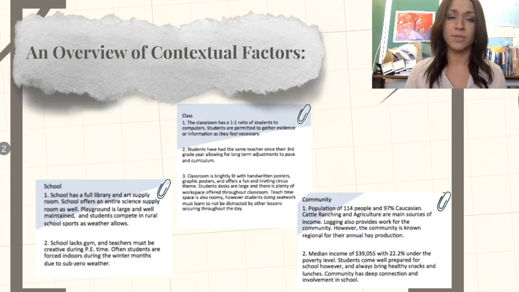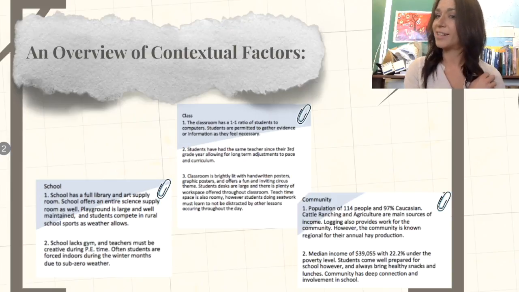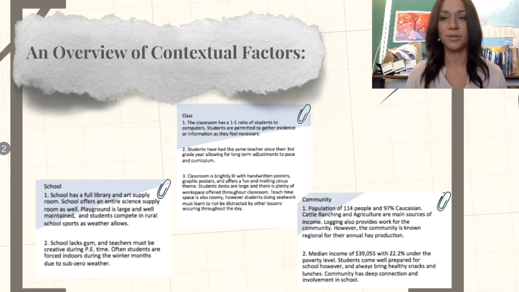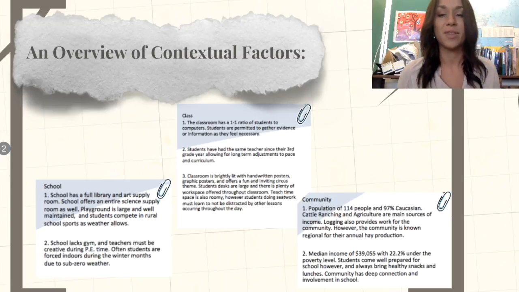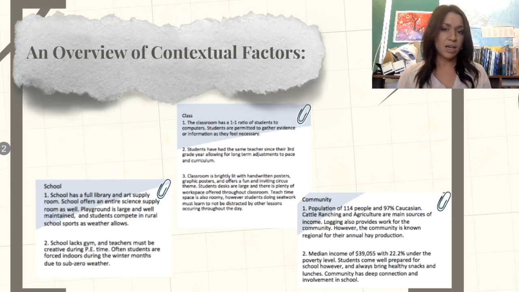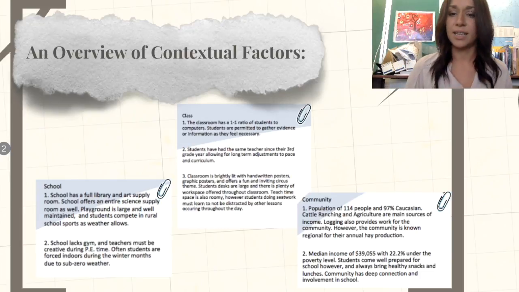Here's just kind of an overview of the contextual factors that I wrote about. The community is about 114 people as of 2010. I couldn't find any newer data. I'm sure that with my husband and I, maybe we're up to 120. Hard saying. Mostly cows, horses, hay is the predominant source of income around here. There is some logging. Median income is 39,000, and they say that 22% is under the poverty level.